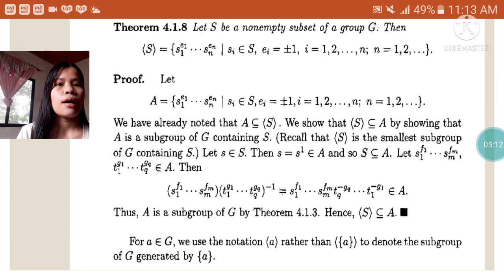Proof. Let A be the set of all s₁^ε₁ ... sₙ^εₙ such that sᵢ is an element of S, εᵢ is equal to positive or negative 1, for i equal to 1, 2, ..., n, and n equal to 1, 2, .... We have already noted that A is a subset of the subgroup generated by S. We show that the subgroup generated by S is a subset of A by showing that A is a subgroup of G containing S.